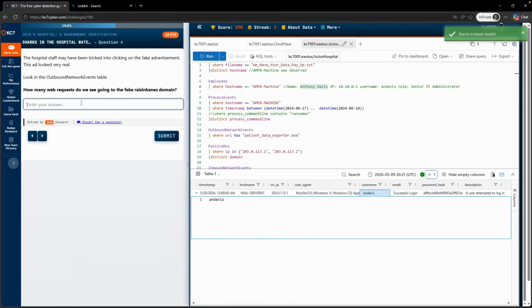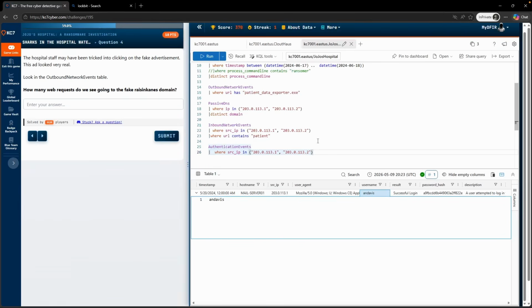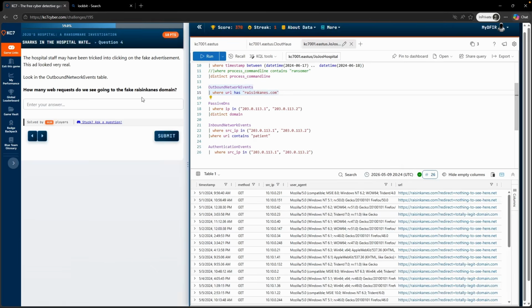How many web requests do we see going to the fake Raising Canes domain? All right, what table do we use? We want to use the outbound network events, where the URL has the domain called raisincanes.com. And we got 26 records. That is going to be our answer to this question.